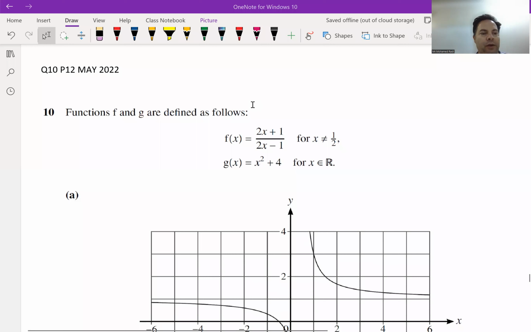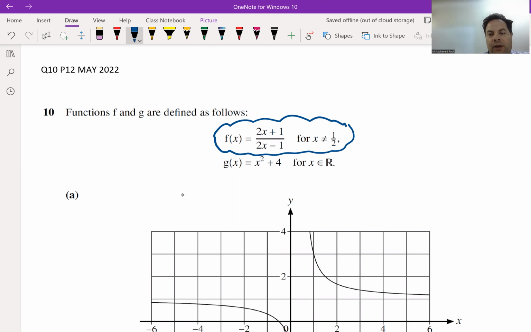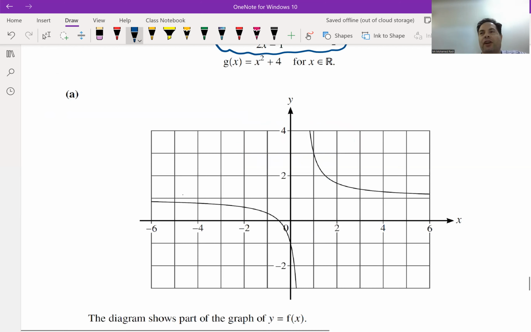Hello guys, in this tutorial I'm going to solve question number 10, paper 1-2, May 2022. The functions f and g are defined as follows: f of x is equal to (2x + 1)/(2x - 1) and g of x is equal to 2. Firstly, for AS students, I know this is a difficult function for them. But if you're studying A level, I can explain this question in many ways. But because this is difficult for AS level students, this is why the examiner sketched the graph.